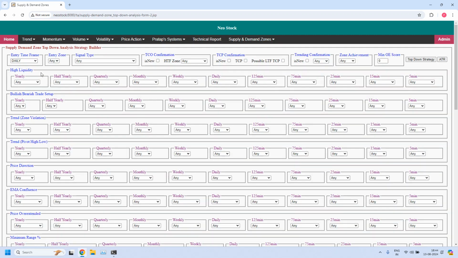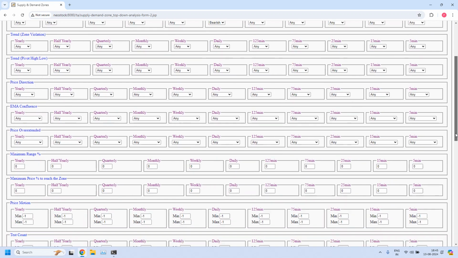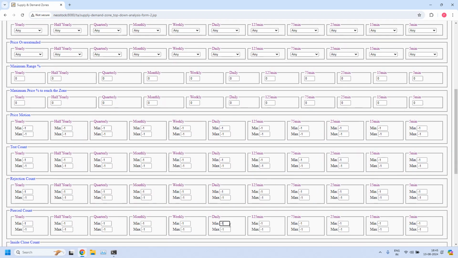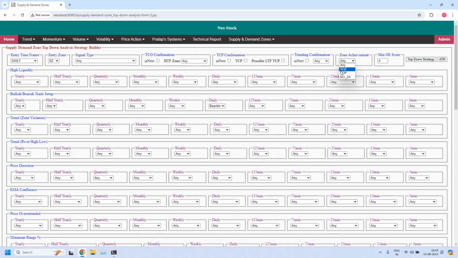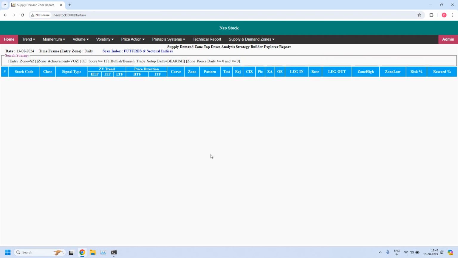And the next report, let us generate the monthly income trade bearish trade setup. So the entry time frame is daily, the entry zone is supply zone. In bullish or bearish trade setup at daily time frame, I am selecting the value bearish. Pierced count on daily time frame, minimum value I am setting 0, maximum value 0. Zone achievement violated opposing zone, minimum order enhancer score is 12. All the 3 filters are applied to the daily supply zone. Now I am filtering the stocks. None of the stocks are currently supporting a bearish trade setup for monthly income trade.